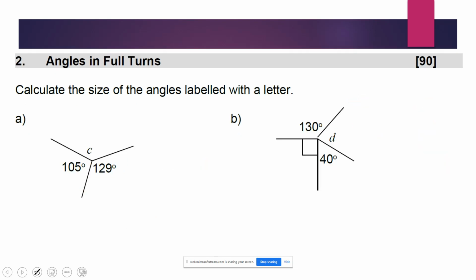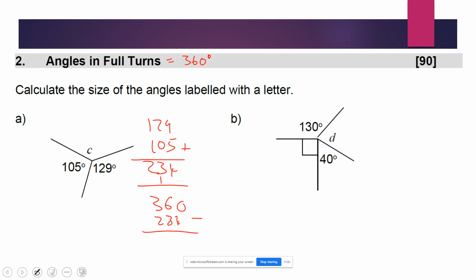Next one, angles on full turns. So a full turn or angles around a point will come to 360. So the same process, let's add up the ones we know. 129, 105, comes to 234, we take that away from 360 because it's a full turn this time. So 360 take away 234, 126. C equals 126 degrees. And that's done as well.